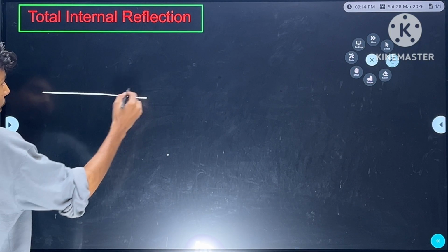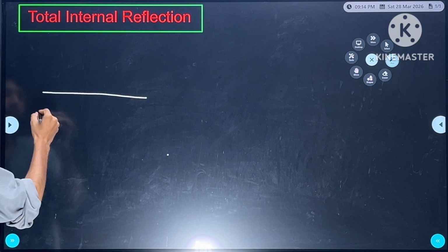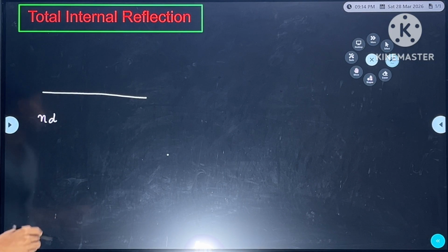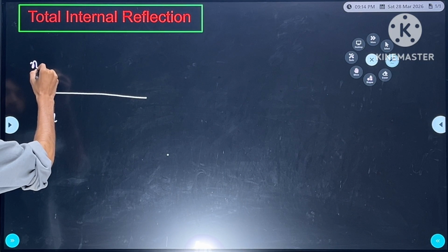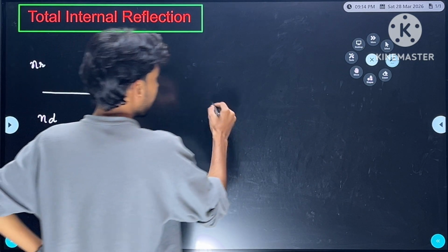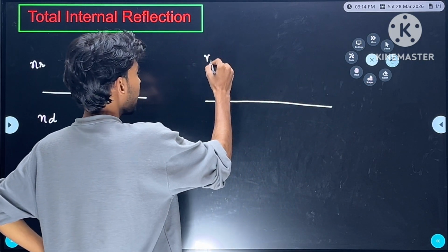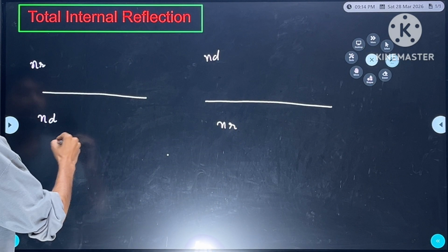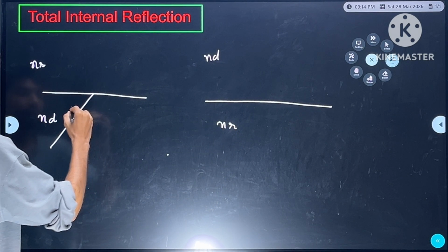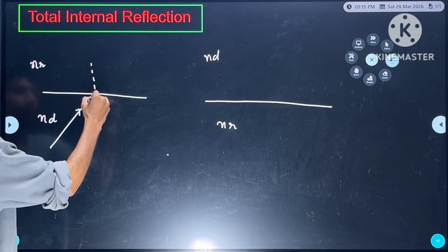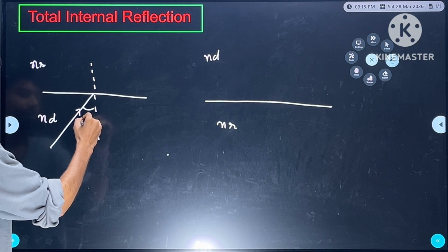First case, I am considering that there are two media. One medium is denser medium, and the refractive index of this medium is, let's say, ND, and another medium is rarer medium having refractive index NR. Same thing here, but here I am writing denser above and rarer below. And let me consider a light ray that is incident from denser medium to a rarer medium at some angle of incidence. Let me write I.